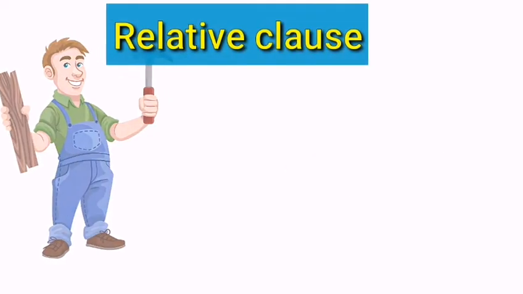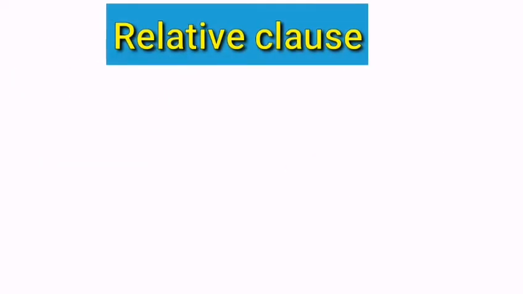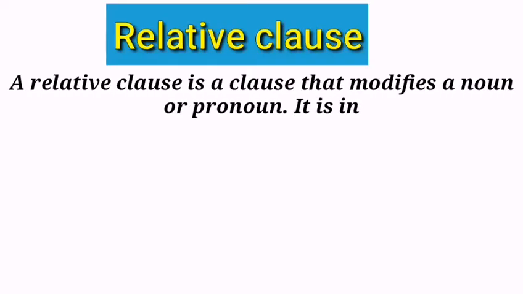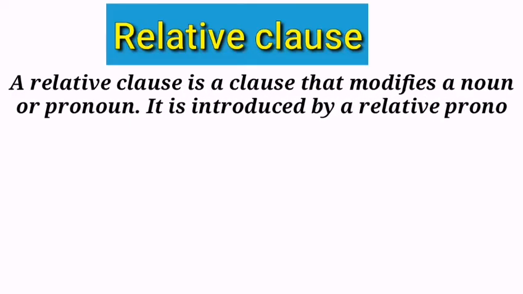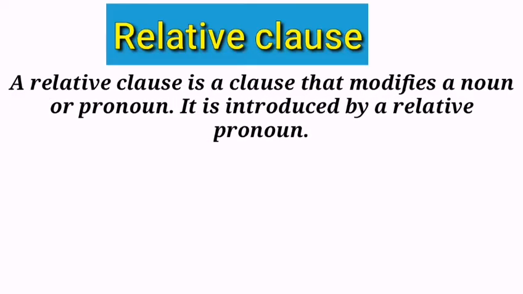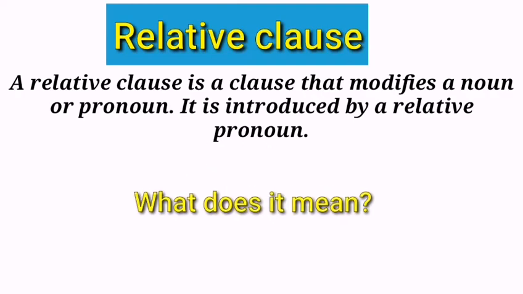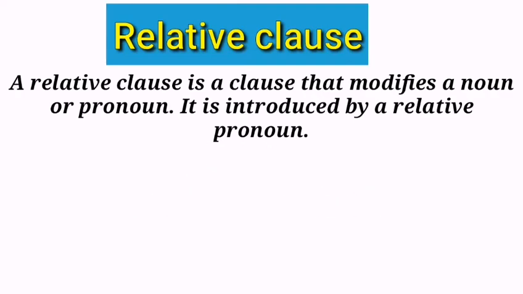Let's unlearn it. It can be defined as: a relative clause is a clause that modifies a noun or pronoun. It is introduced by a relative pronoun. What does it mean? Simply, it means that a relative clause is nothing but just a group of words which starts with a relative pronoun.